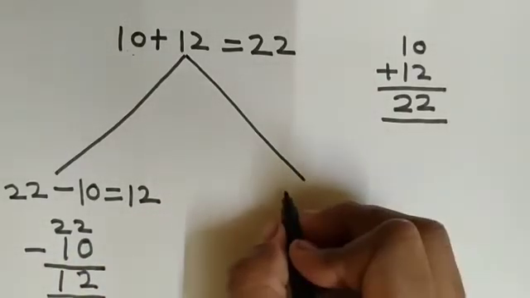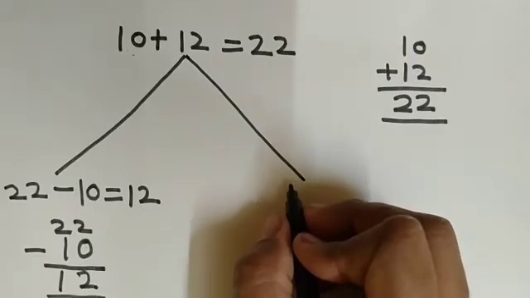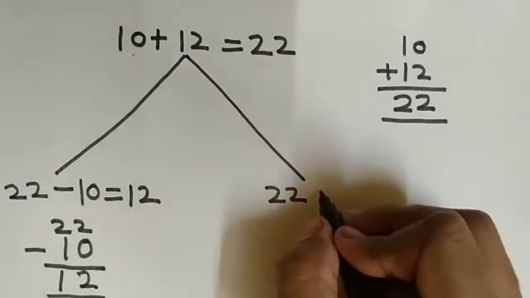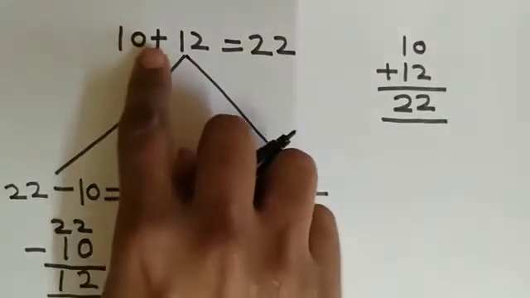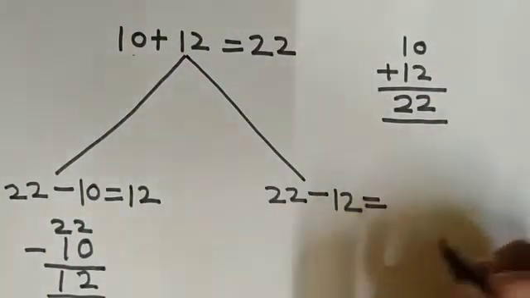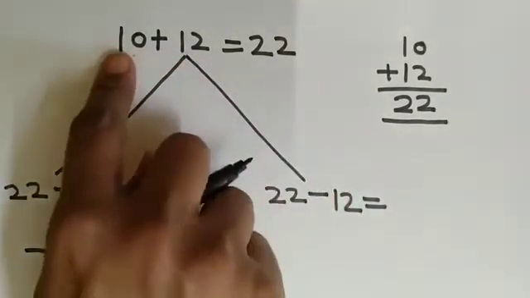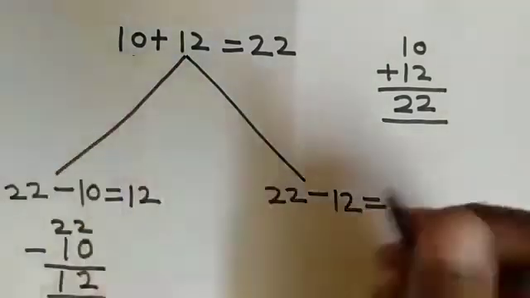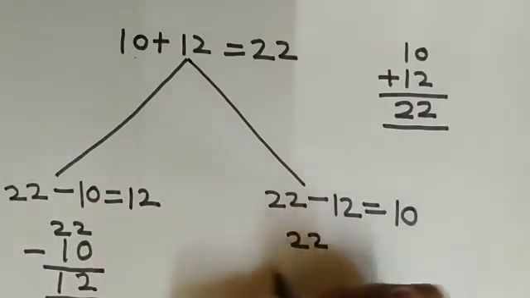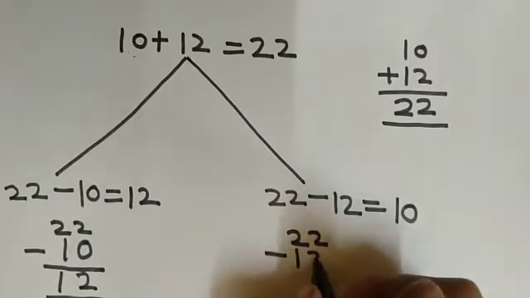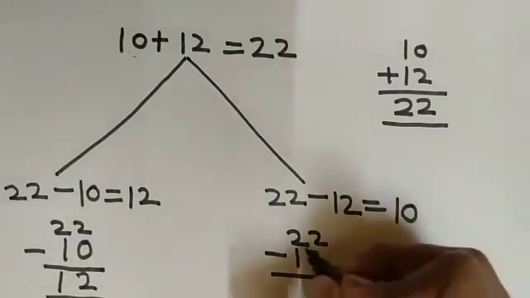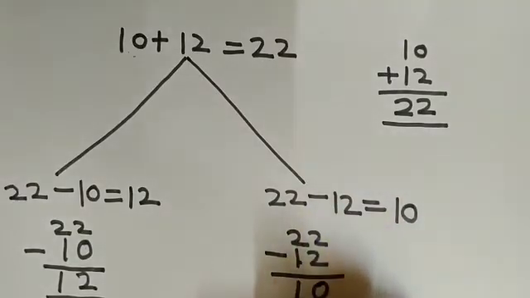Like this, we can get one more example of subtraction from this addition example. Again, we will take the sum and subtract the other number, that is 12, from it. Then what will we get, children? Yes, the other number, that is 10. Check this also. 2 minus 2 is 0. 2 minus 1 is 1.